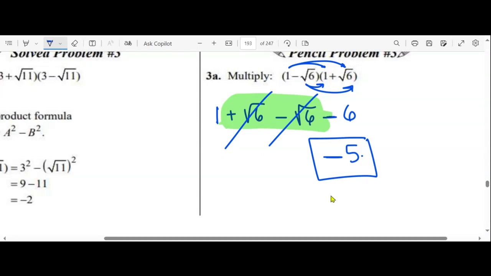Did you get the same answer? Negative 5? Yes, no? Why? Oh, I did the wrong thing. Yeah, same. You got the same answer? Yeah? Okay. Walid, did you get the same answer?